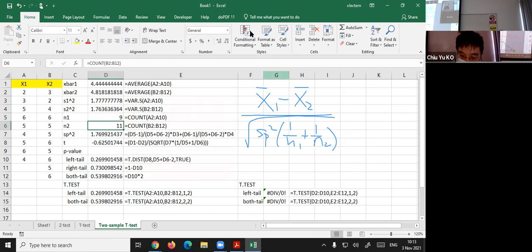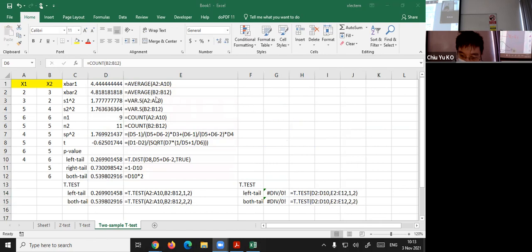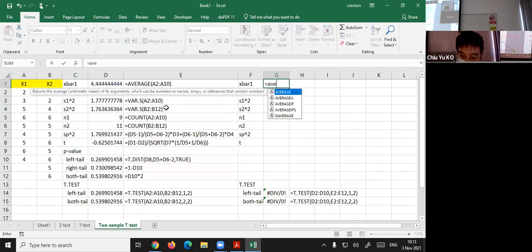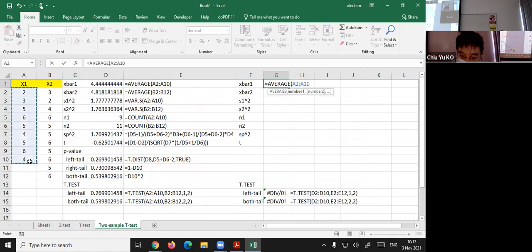Maybe erase the drawing. Okay. You will do the same, right? Just copy everything here. Actually, there's no difference, but let's do it again. The average of x1 is here.